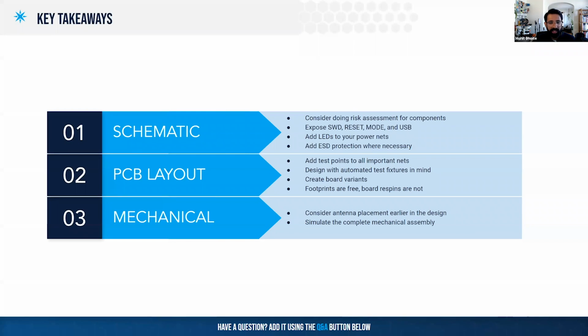Remember to put in as much as you can and then take away the things that you don't need later. For mechanical, we zoomed through the whole idea of enclosure selection and antenna. But remember, just because you put an antenna somewhere inside an enclosure doesn't mean that's the best way to do it. So do an antenna study with your vendor earlier in the design, and simulate your mechanical design, so you know that there won't be any mechanical interferences.